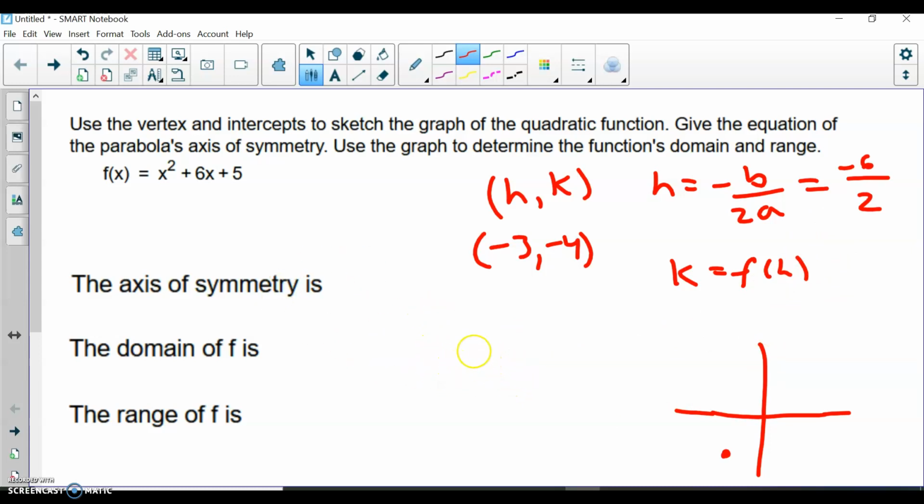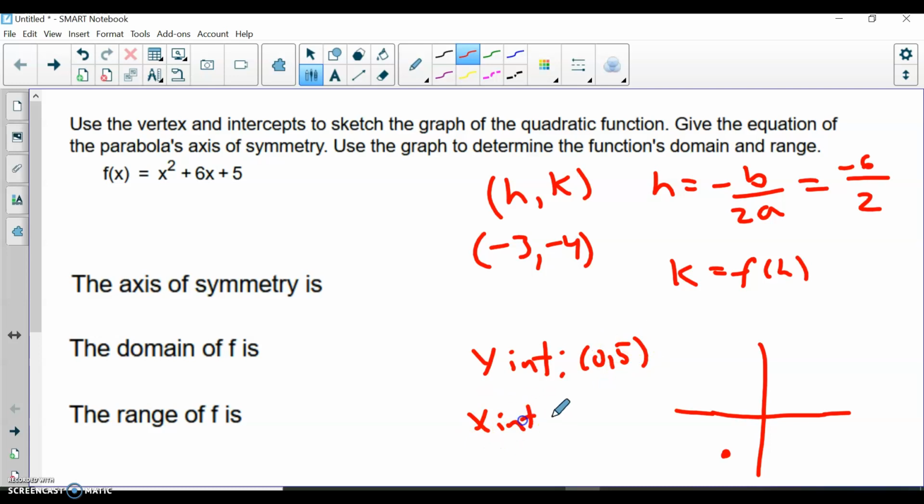The easy intercept to get is the y-intercept, because all you have to do to get the y-intercept ever is to make x 0. When you make x 0, we get 0 squared plus 0 plus 5. So (0, 5) is the y-intercept.